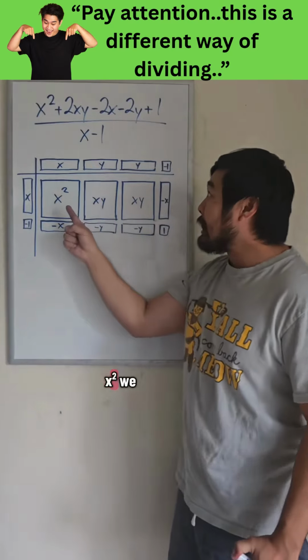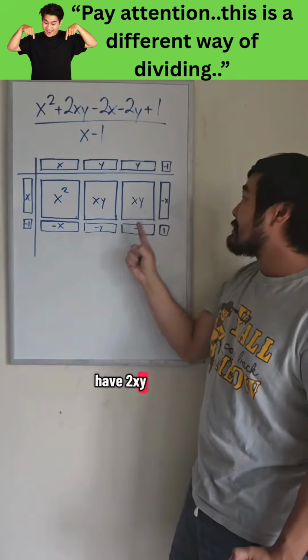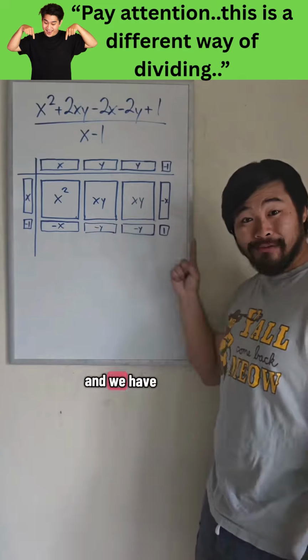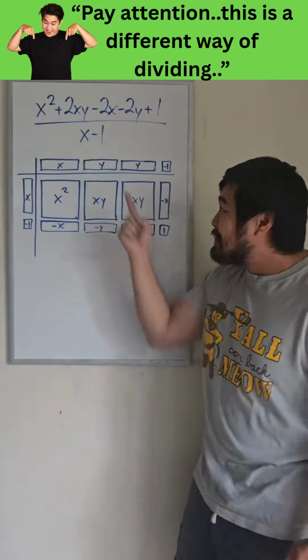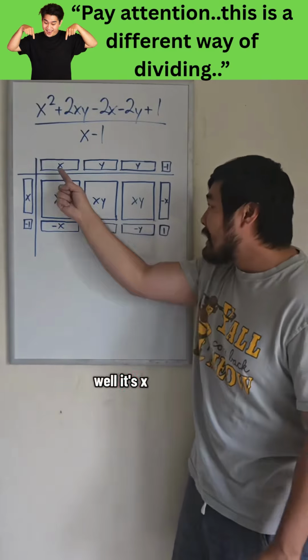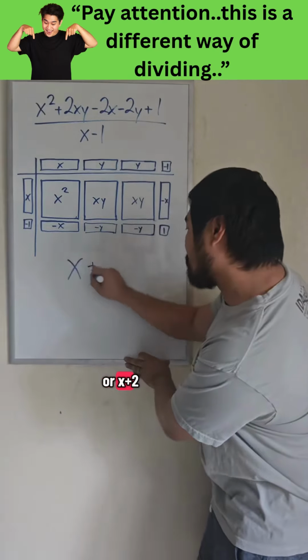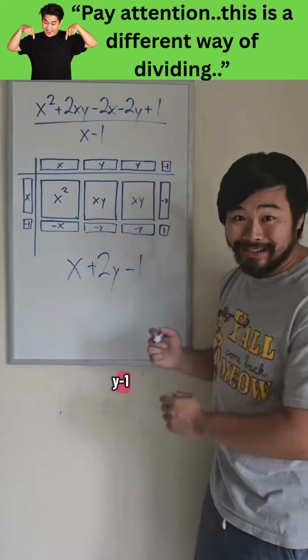We have our x squared, we have 2xy's, we have 2 negative x's, we have 2 negative y's, and we have a 1. So we're done. So what's the other side length? Well, it's x plus y minus 1, or x plus 2y minus 1.